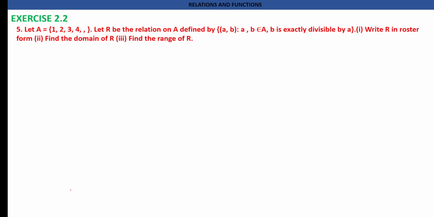Let us see question number 5. Let A equal 1, 2, 3, 4, 6. Let R be a relation on A defined by (a, b) such that a, b belongs to set A and b is exactly divisible by a. Write R in roster form, find the domain of R and find the range of R. Solution. Given A is a set of elements 1, 2, 3, 4, 6, (a, b) such that a, b belongs to A and b is exactly divisible by a.